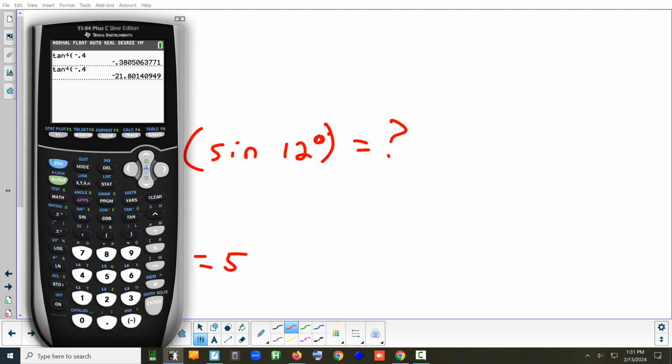Let's take the inverse sine of the sine of 12. Hit enter, and you do. You get back 12. How about if I did the inverse sine of the sine of negative 47? What do you think I would get if I type that? We get negative 47.